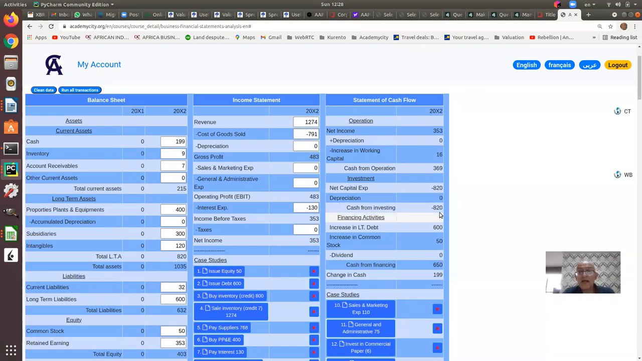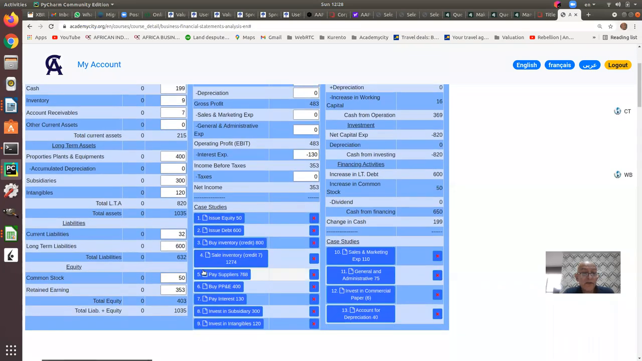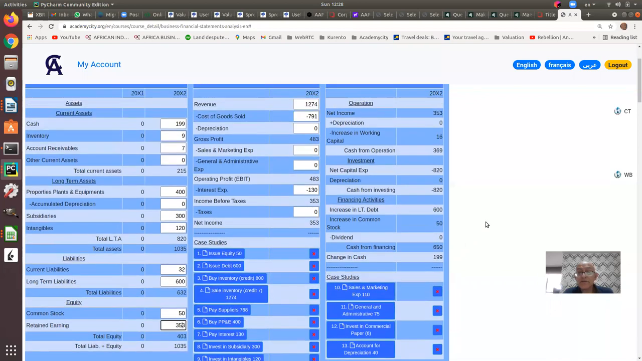But that money has to come from somewhere. I had some profit and I have investors who give me money. That's why my cash is going down and down and down, because I'm using it. That's why I have only 199. By the way, it's always the same: 199, 199, no surprise. 353, always 353. That's the beauty, always there. Then you know you're not making any mistake.